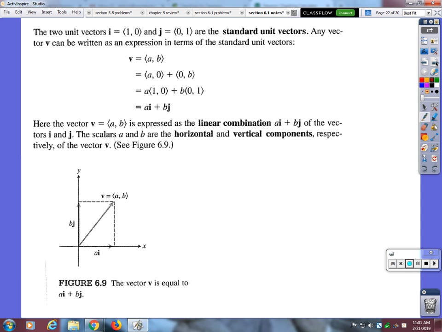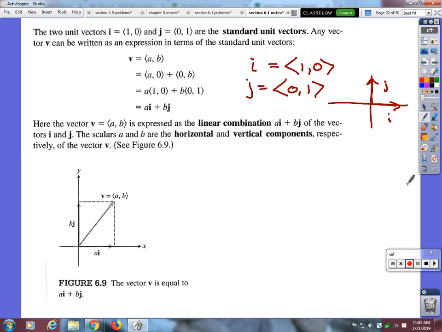Okay, unit vectors are super handy, and there are 2 special unit vectors that show up all of the time. One is called the vector i, and it is 1, 0. That would be the vector that is just going 1 unit directly in the x direction. The other is the unit vector j, which is 0, 1. That would be a vector that is just going up 1 unit in the y direction.